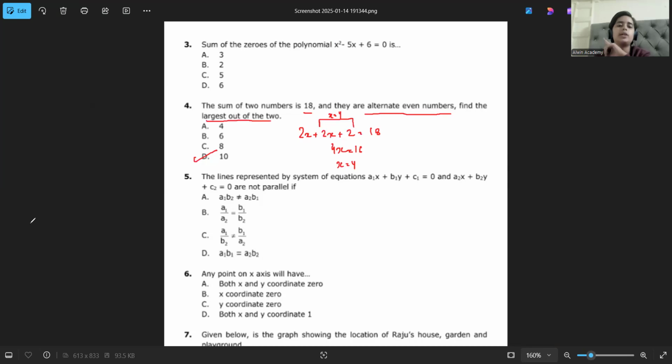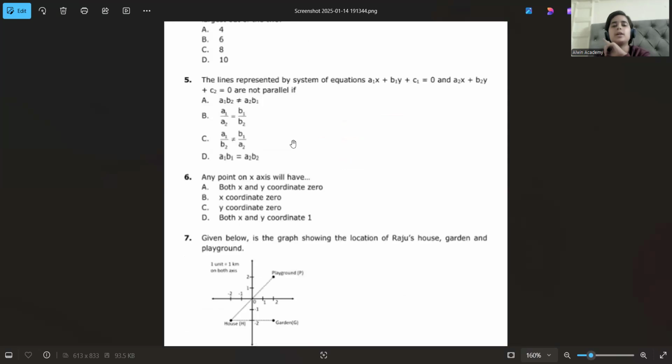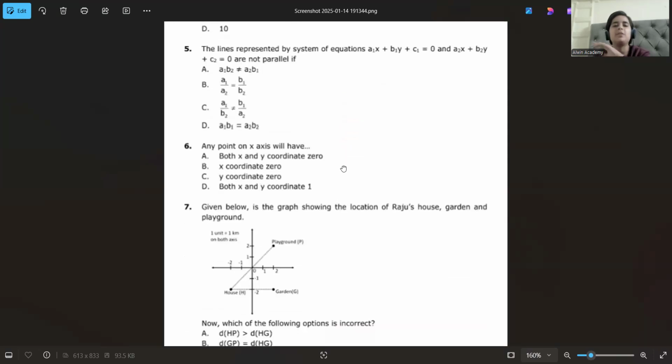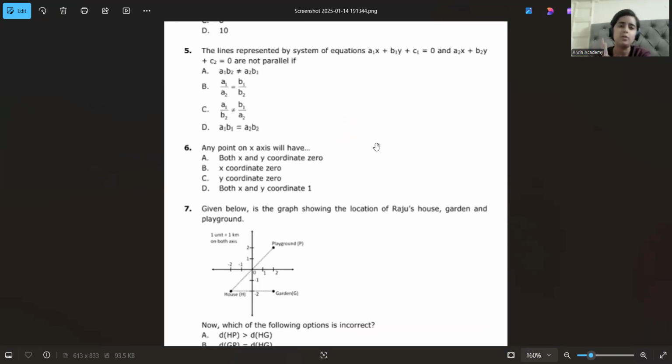Going to the next question, the lines represented by the system of equations a1x plus b1y plus c1 is equal to 0 and a2x plus b2y plus c2 is equal to 0 are not parallel if. Now we have to find which of these conditions will give us not parallel lines. So first let us write the condition for parallel lines. Parallel lines are a1 by a2 equal to b1 by b2 not equal to c1 by c2.